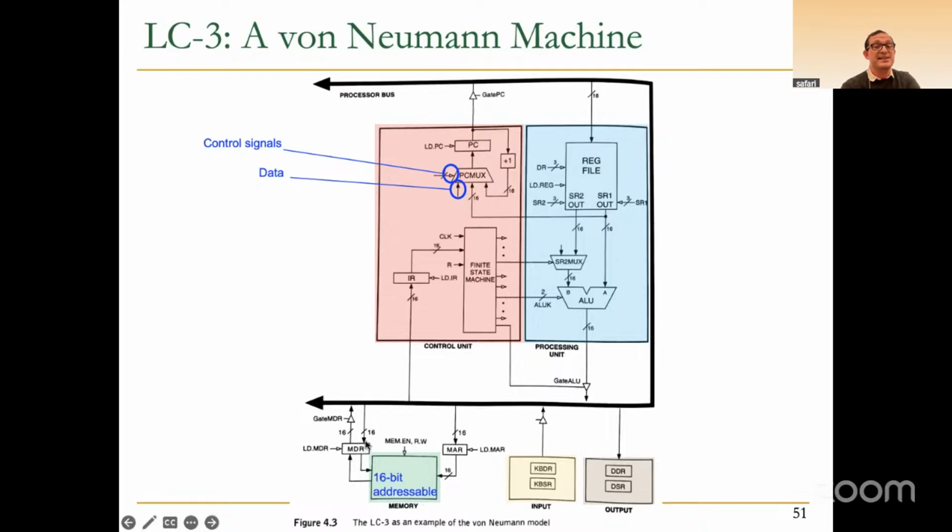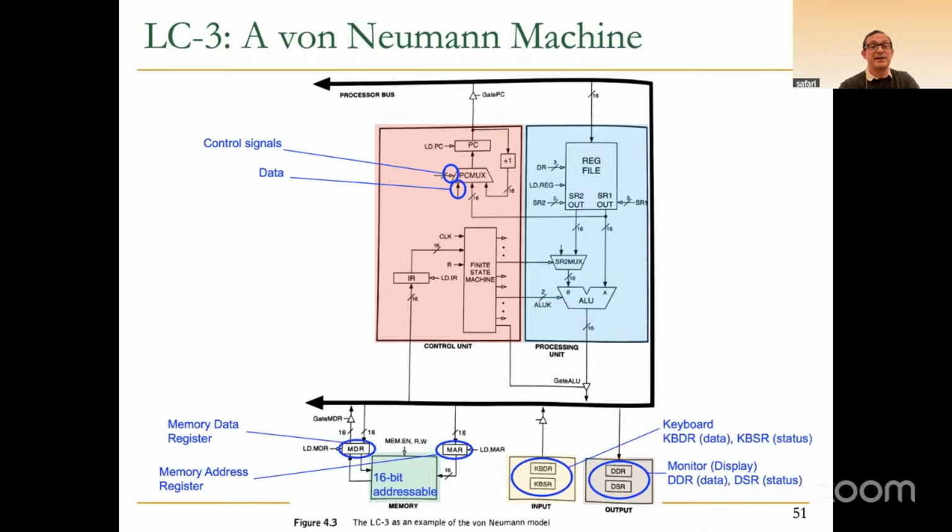This is memory, 16-bit addressable. And you can see the MAR and MDR over here. Memory address register and memory data register. You have a keyboard and you have a monitor. You have different registers for those that we're not going to go into, but you can read in the book. There's an ALU, 2 inputs, 1 output. There's a register file, fast temporary storage, 8 general purpose registers. You have 2 registers you can read concurrently from the register file.